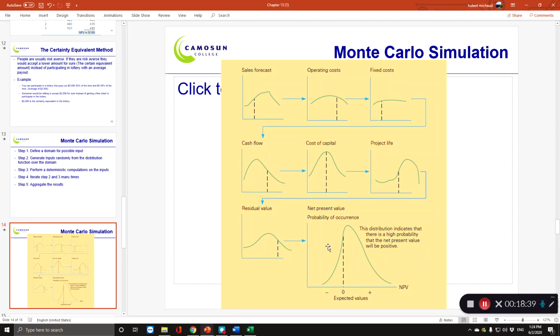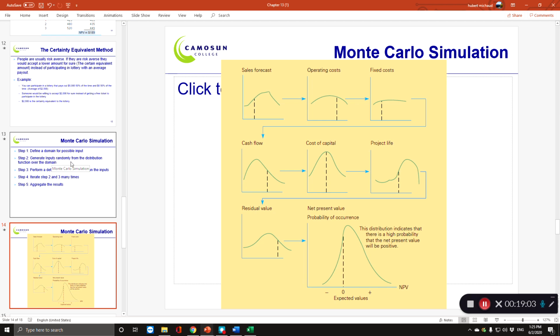I don't love it, but basically, right, we have a sales forecast, operating cost forecast, fixed cost forecast, cash flow, cost of capital. We have distributions, not forecasts, but distributions for all these things, right? So in step 1, we define that green distribution. We define all of these distributions in step 1.